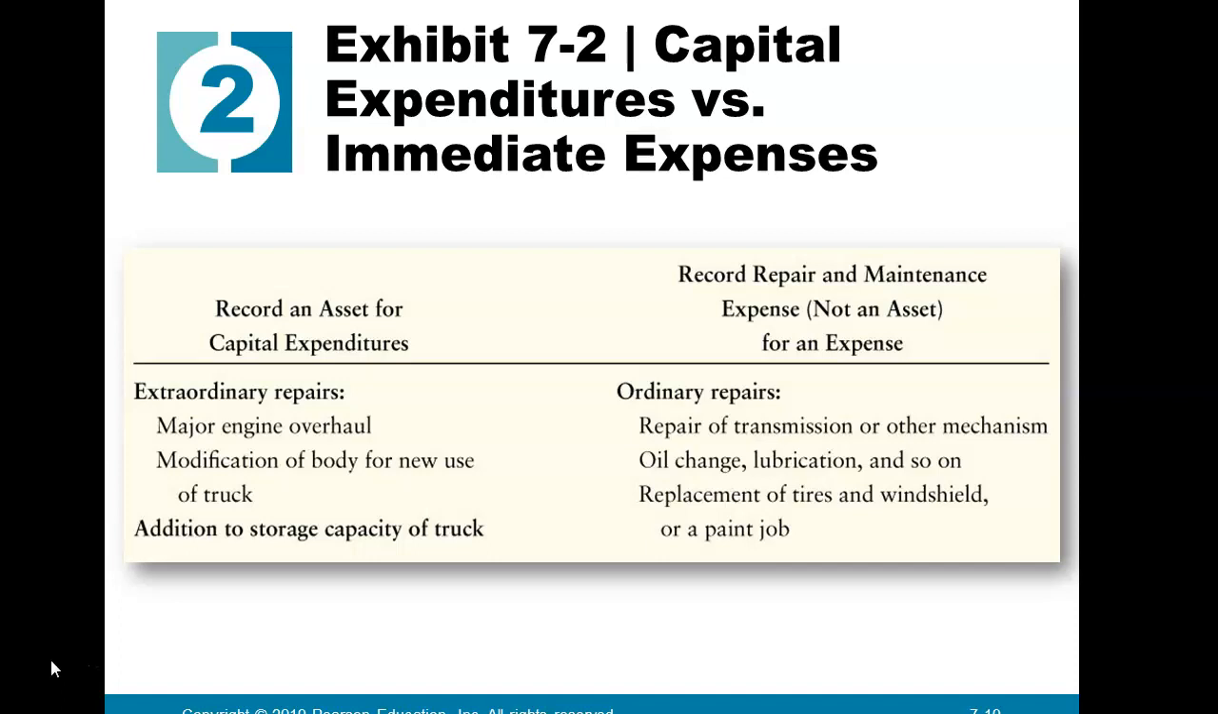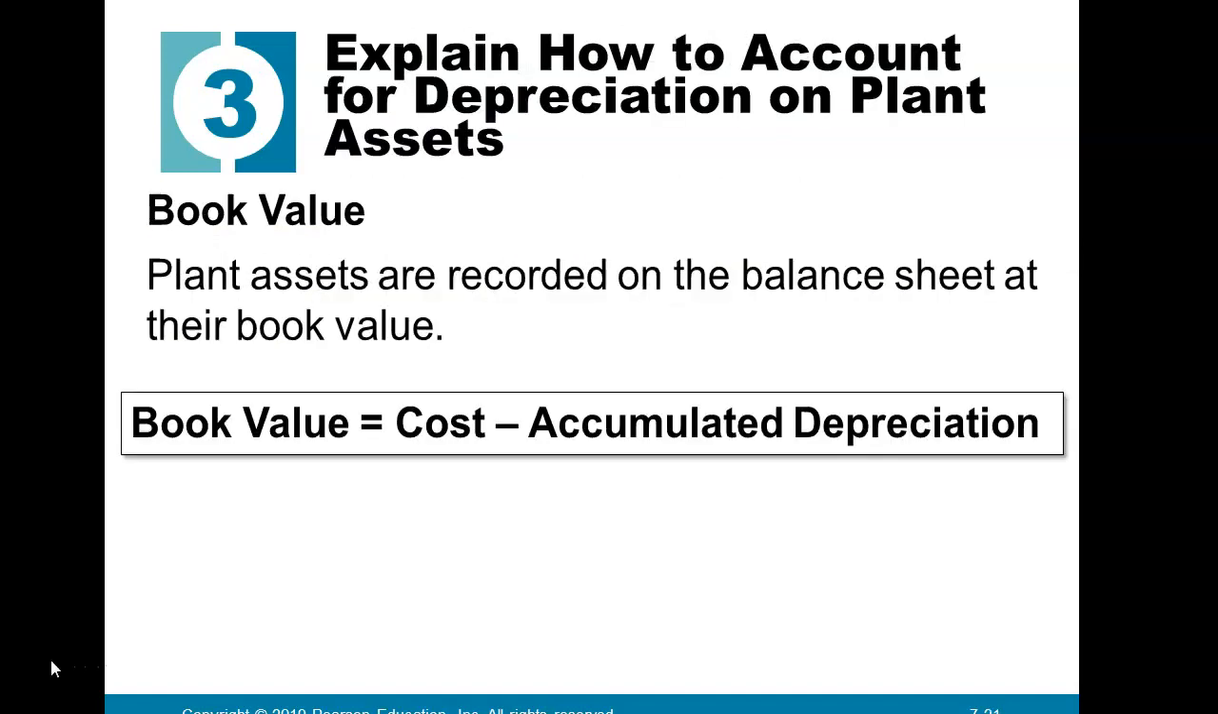Otherwise, a major overhaul, like an engine being taken out and a new one put in, is extending the life of that asset. That has to be capitalized. If you're going to add more capacity for a truck, or add a roof onto your building, that's going to be extending the life, and again has to be capitalized. So how do we account for it?